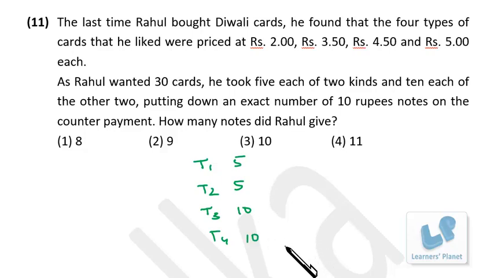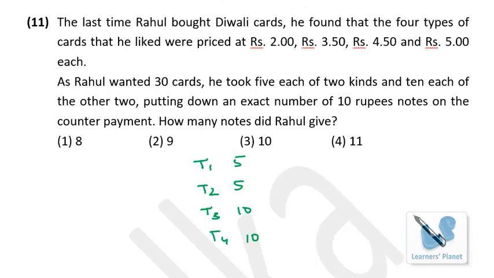Now after all, we want a figure that is a multiple of 10, right? That means the total sum of the entire thing is a multiple of 10. Now you can see among the prices, 2 and 5 are full-figure integers, but 3.5 and 4.5 are not integers.